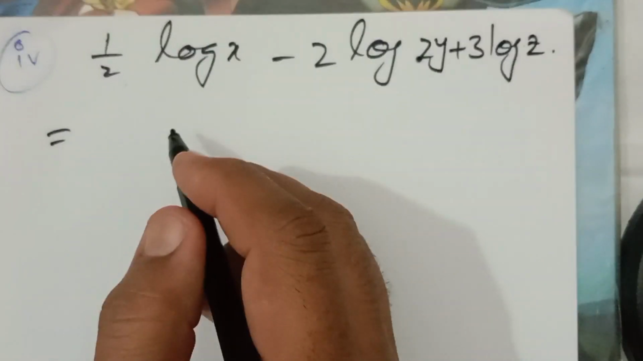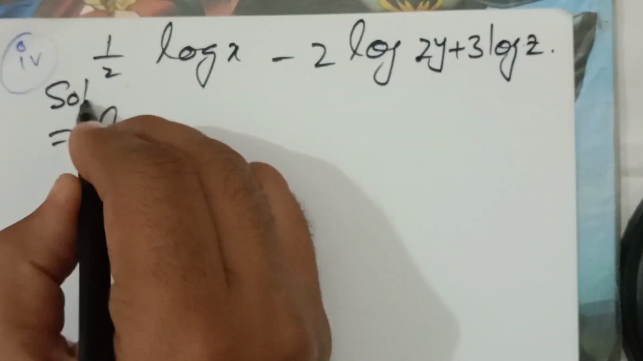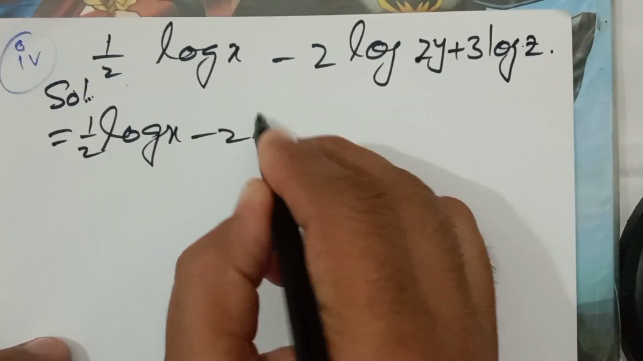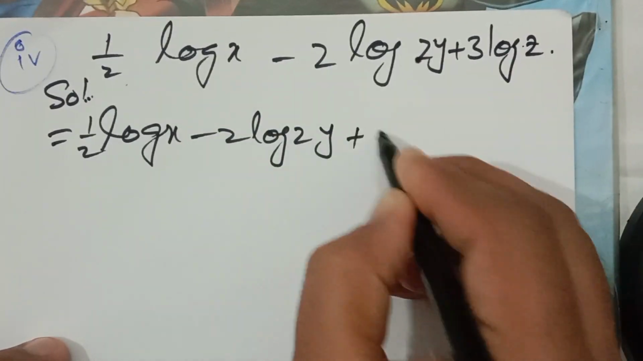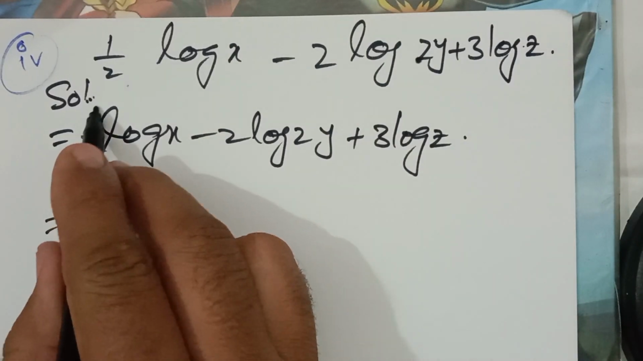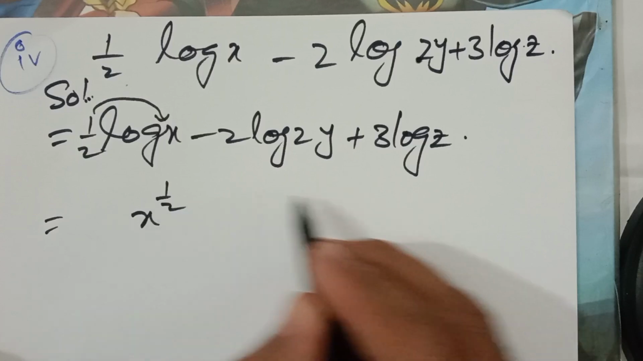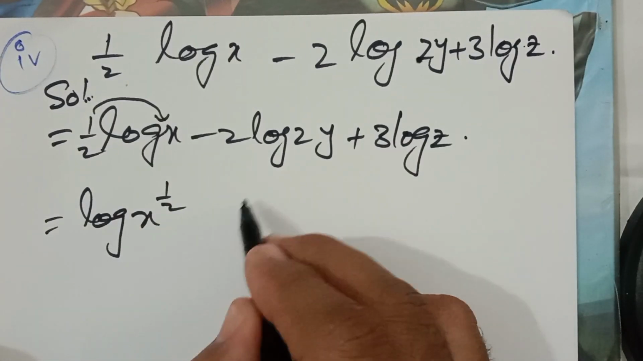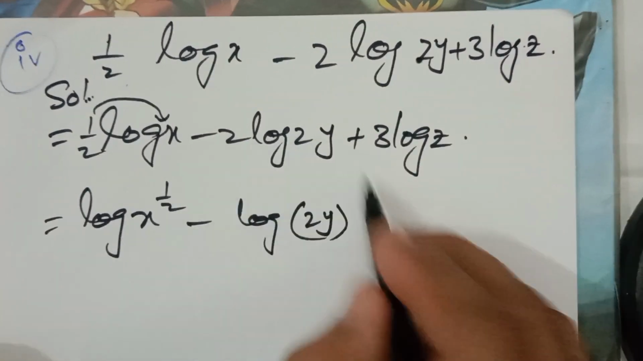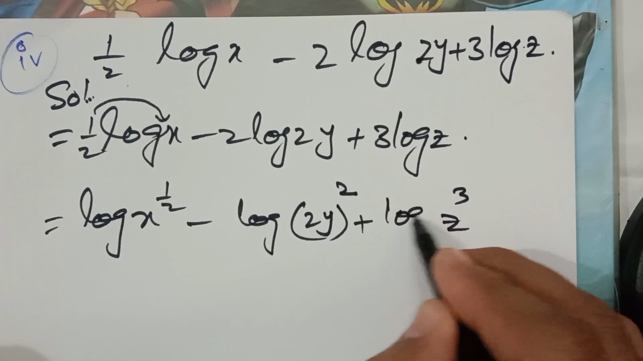So here we can write by use of the definition, the power rule. So we can write the solution: 1 over 2 times log of x, minus 2 log of y, plus 3 log z. So by definition we can write m log n as log n raised to the power m: x raised to the power 1 over 2, minus log of 2y whole raised to the power 2, and z whole raised to the power 3.